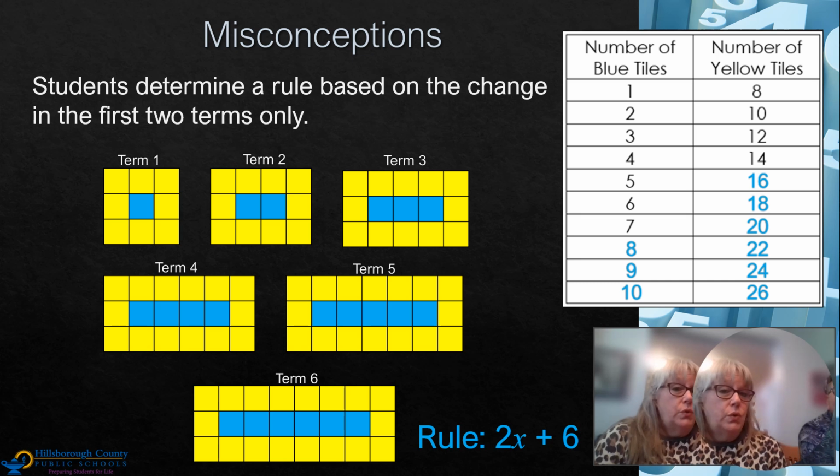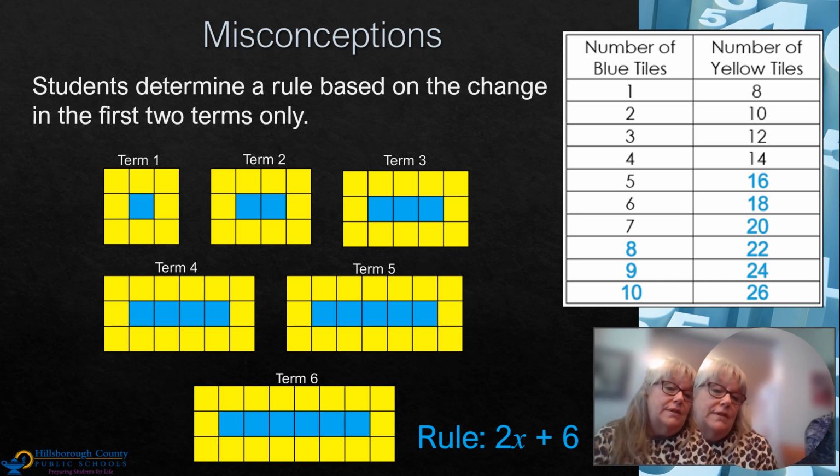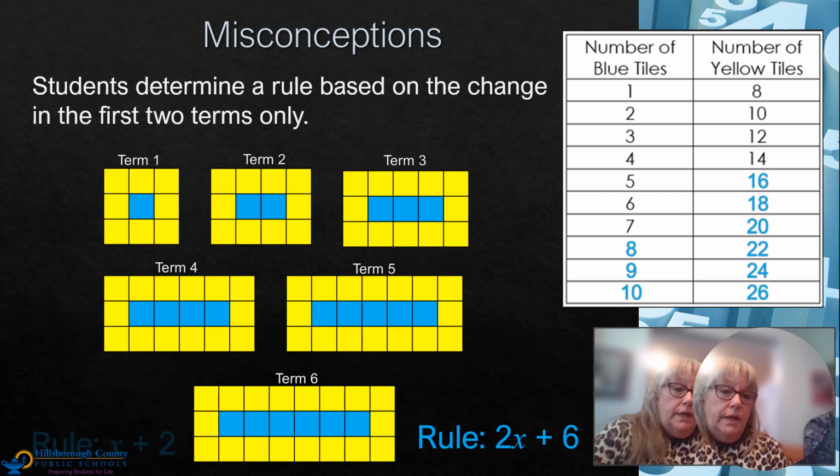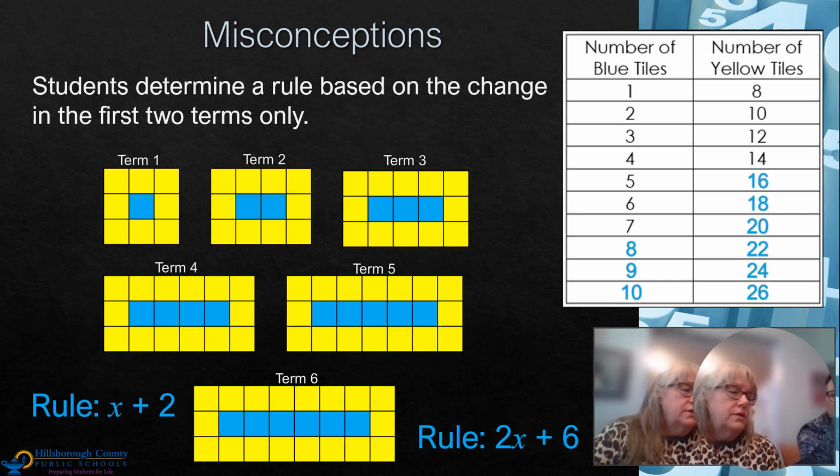All right, so on to our misconceptions. We have the task from the previous slide and previous unit. Think about this misconception: only basing that rule on term 1 and term 2 and the change. What happened between term 1 and term 2? There's 2 more. From term 1 to term 2, we added 2 more yellow tiles. So what rule might a 5th grader come up with? A common rule that would be a misconception would be X plus 2. So if a student says X plus 2 is my rule, I need to go back to those terms and make sure that the rule stands true for every single term.